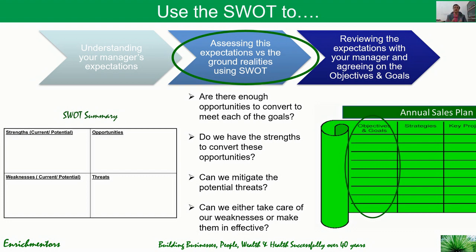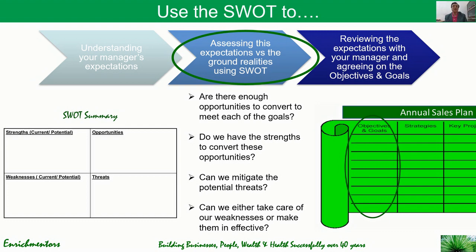So you use those 4 wonderful questions to see whether you have in your SWOT something in terms of strength, weakness, opportunity that can help you achieve those goals. And if it can, based on that, you go to your manager and review your expectations and agree on objectives and goals in a very objective manner, rather than bargaining in terms of horse trading.